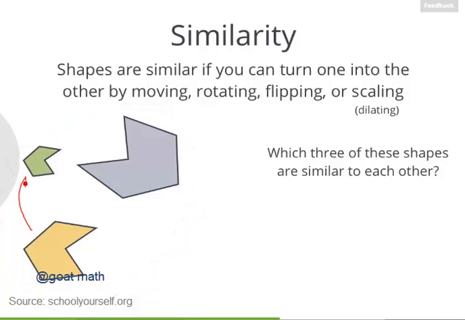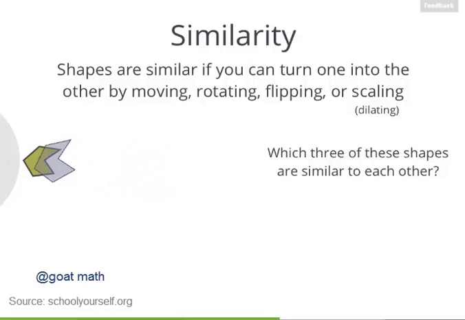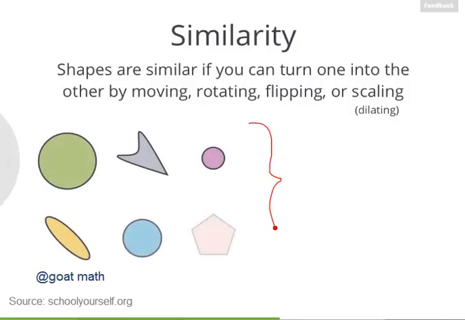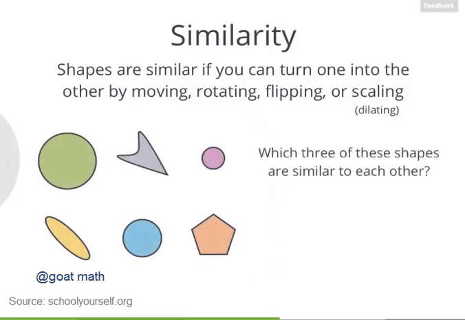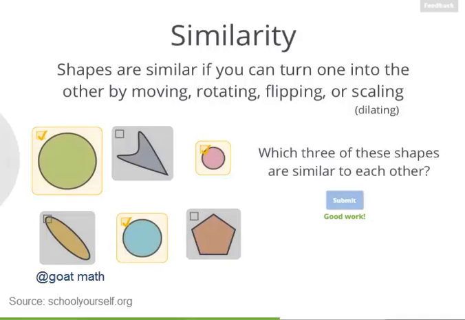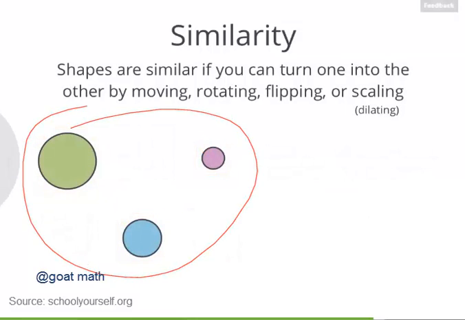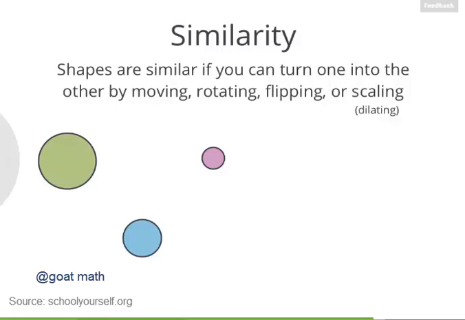We can turn the yellow shape into the green one by moving it and scaling it down, which means making it smaller. We can also turn this gray shape into the green one by moving it, rotating it, and scaling it down. Try another example. So among these 6 shapes here, which 3 are similar to each other? Right, these 3 shapes, which are all circles, are similar to each other.